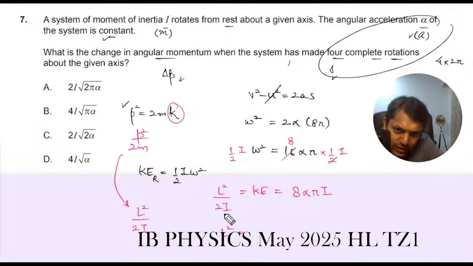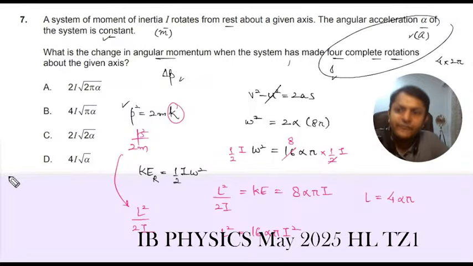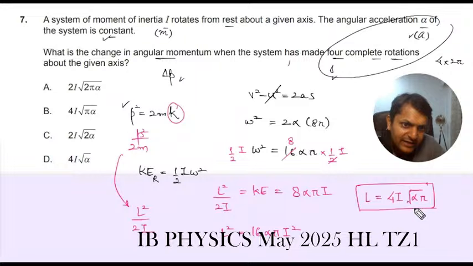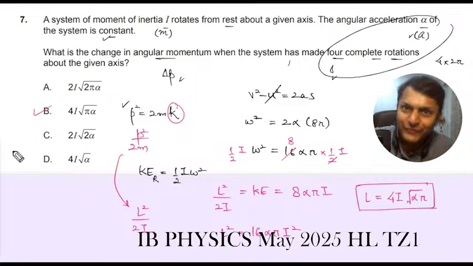So L square, this 2 goes here, 16 alpha pi I square. Now you take the square root on both sides, so L will be equal to 4 I, and alpha pi will be under the square root. So this should be the correct answer. L is equal to 4I root of pi alpha.